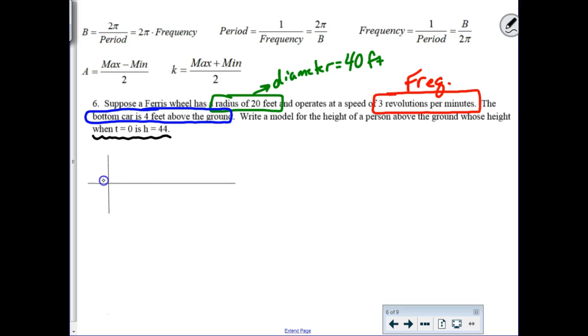So remember, we're measuring time along this axis. So they're saying when you start the problem at 0 seconds, I want your graph to start up here at 44. So what kind of a graph are they going to want me to use if it's going to start here at the top? Yeah, it's going to be another cosine one. Very good.